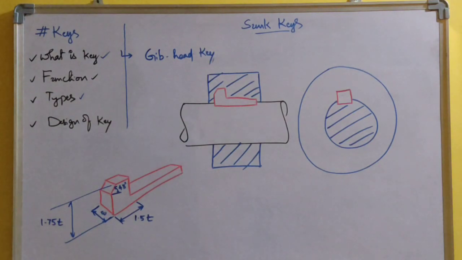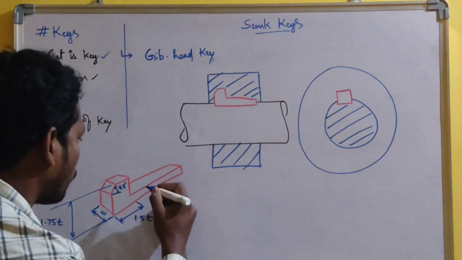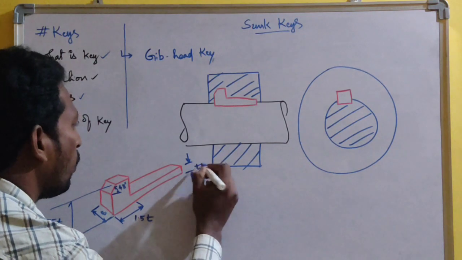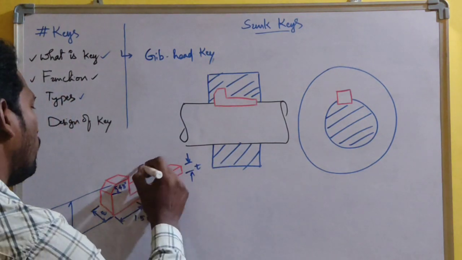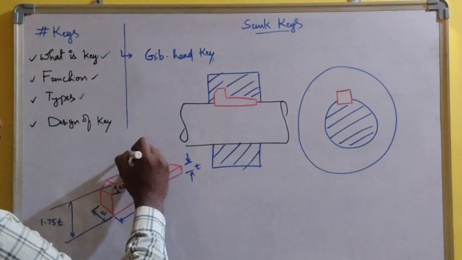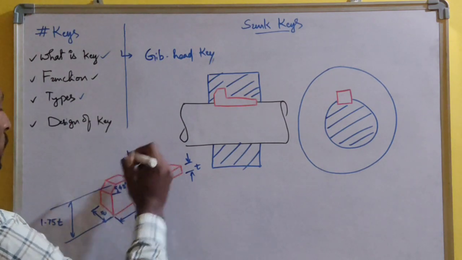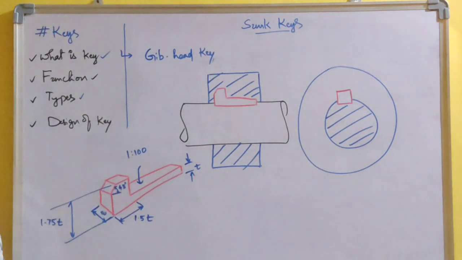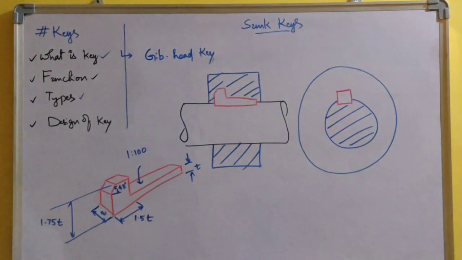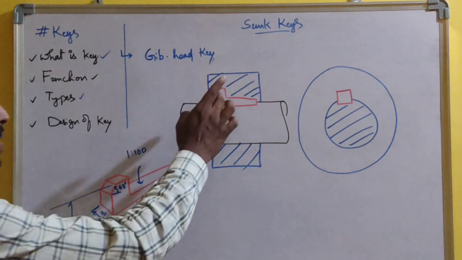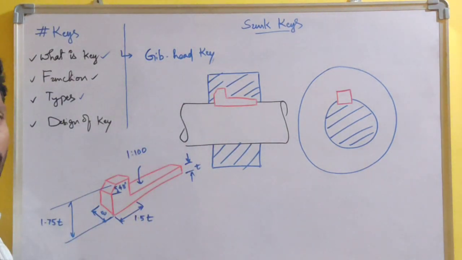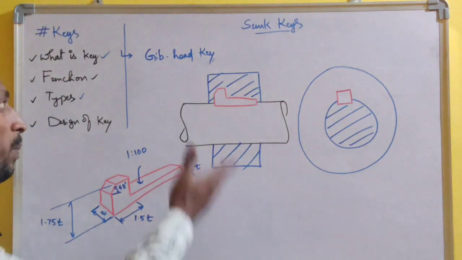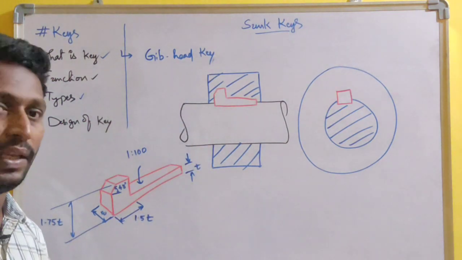This thickness is equal to small t, and here there will be a taper of 1 in 100. So these are the dimensions for the Gibb head key. It will also hold the entire joint tightly without the key slipping off the joint. That is the main purpose of using this Gibb head key.